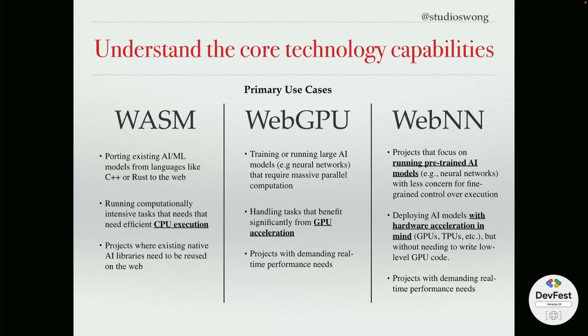And of course, with WebNN, the case is if you don't want to train your own model, so you just want to utilize what's existing on the web, the pre-trained AI models, and if you have less concern for fine-grained control over the execution, then that's when you use WebNN. And to be honest, as developers, in most cases, if you don't want to train your own models, you can pretty much just play with WebNN directly. You don't need to worry about WebGPU.